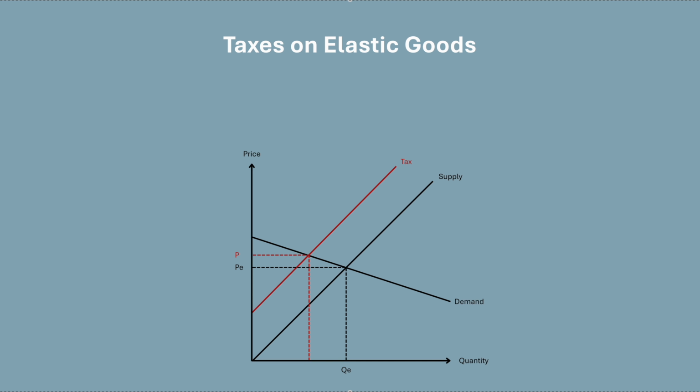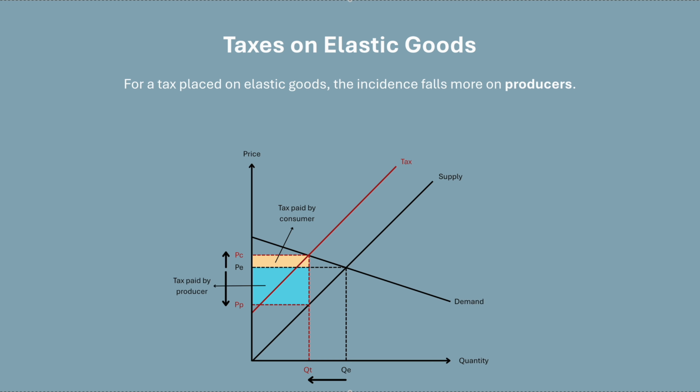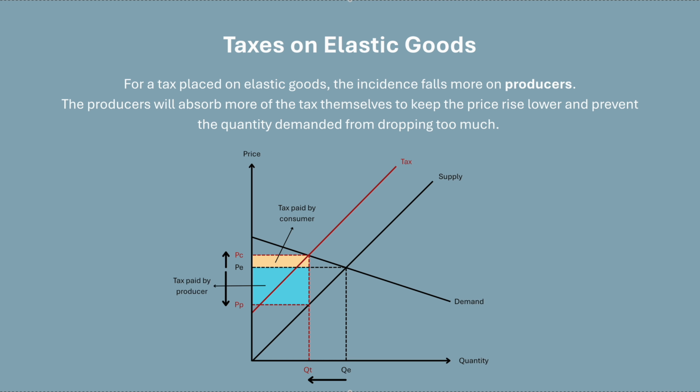When we add in the tax curve and label the resulting PC and PP, we can see that the extra amount that the consumer pays is pretty small, but the amount less that the producer receives is quite a lot less. This results in the tax paid by the consumer being pretty small, and the amount paid by the producer being pretty big. So, for a tax placed on elastic goods, the incidence, or the burden, falls more on the producers. Basically, if consumers are pretty sensitive to price changes, then the producers don't want to make them pay too much more because they'll lose all their customers. So it's better for the producer to just cover most of their costs themselves.